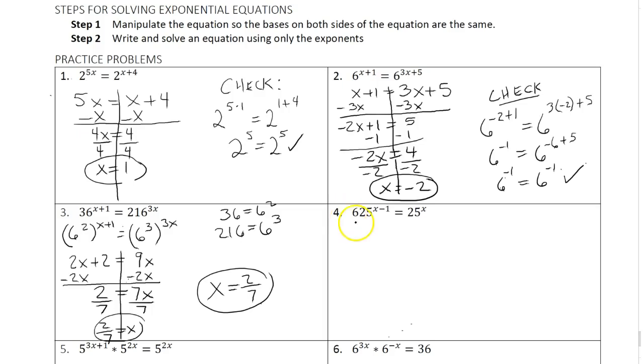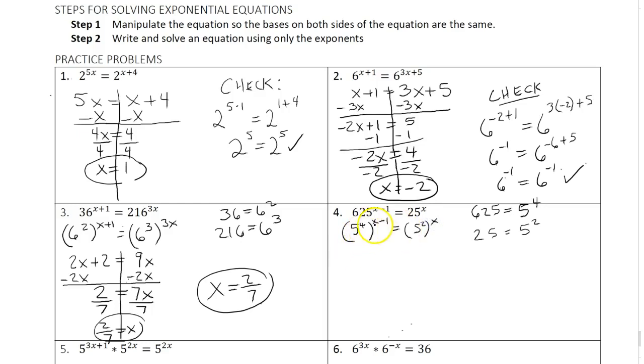Now that you have tried it, check your work. Remember, first we need the bases to be the same. 625 can be rewritten as 5 to the 4th. 25 can be written as 5 squared. Thus we can rewrite the equation as 5 to the 4th to the power of x minus 1 equals 5 squared to the power of x.